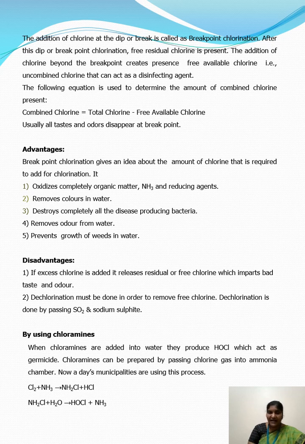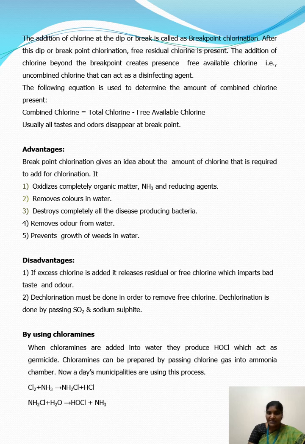The next method is by adding chloramine. We were discussing adding chlorine directly in water. Now we are talking about adding chloramine. Chloramine, when added to water, produces HOCl. Of course, we know HOCl is a germicide. It can act over the microorganisms, kill them, and it can reduce all the contamination present in water.